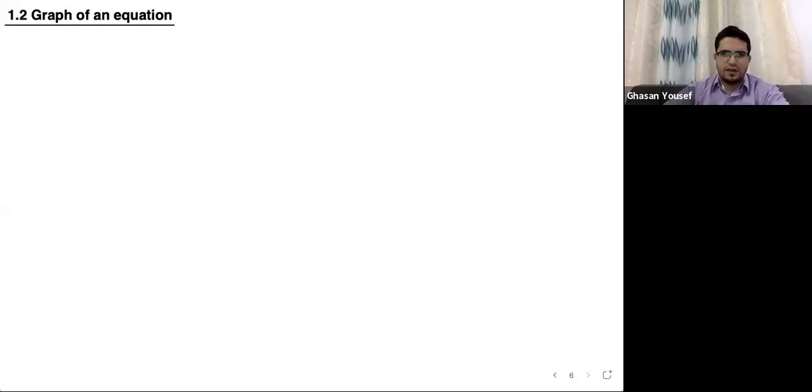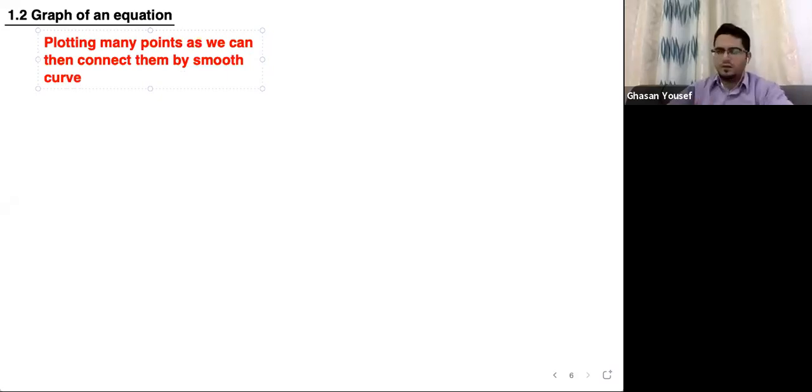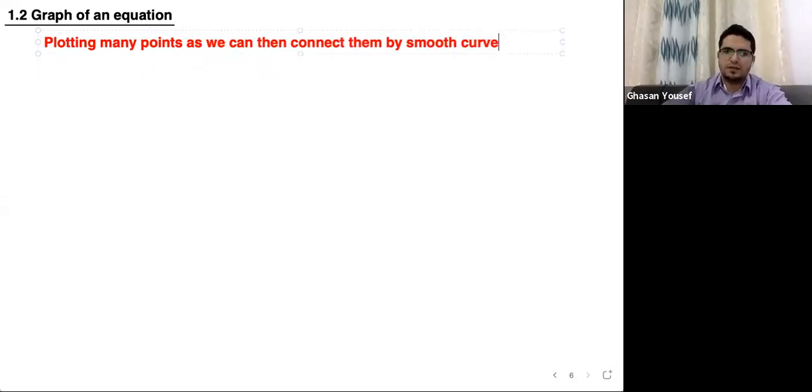So I will write down the definition of a graph: plotting as many points as we can, then connect these points by a smooth curve. So we just plot many points and we connect these points by a smooth curve.